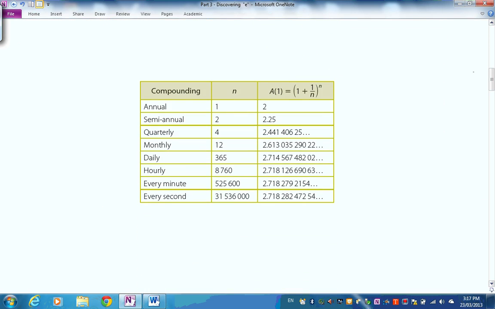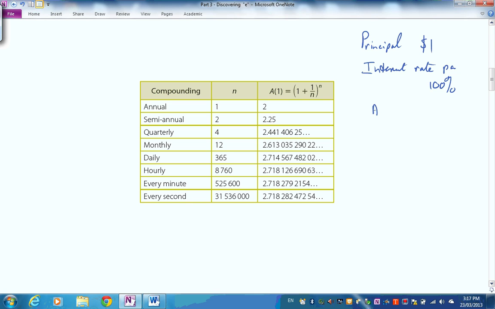Let's consider a very simple compound interest problem, where we start off with a principal at the beginning of our investment of $1. And we're also going to have an interest rate per annum of 100%. Wow, that'll be okay. Show me the bank, I'll be straight there.